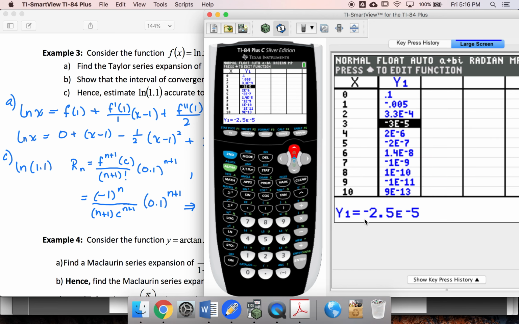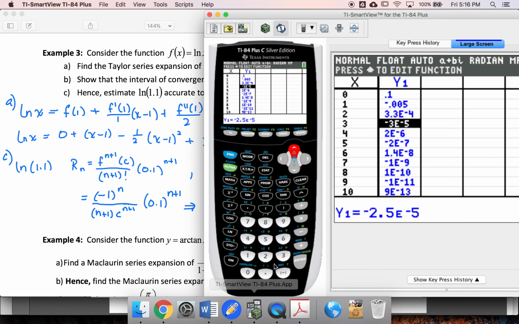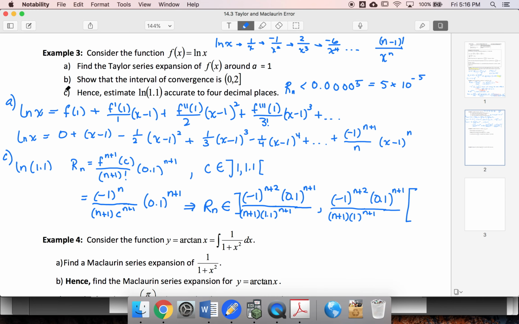My error is my plus or minus. So really I'm looking at 2.5 times 10 to the negative 5, which is less than 5 times 10 to the negative 5. So that would work. The one before it is not less than. So that means that I need to take this is going to be the third error term. So I need to approximate with my third Taylor expansion to estimate this accurate to 4 decimal places.